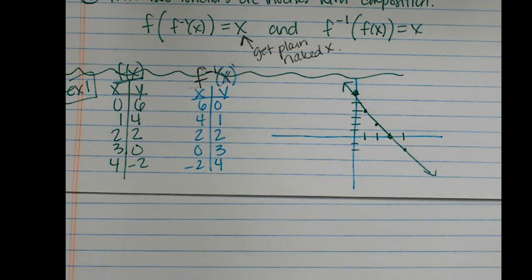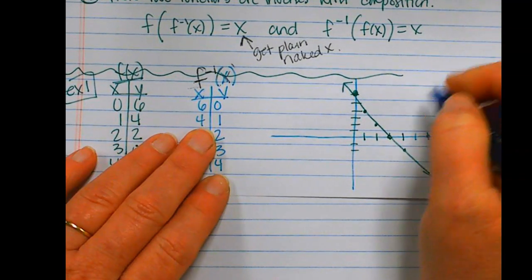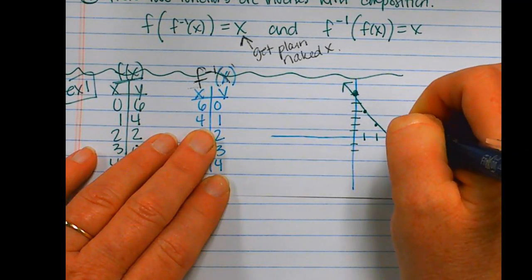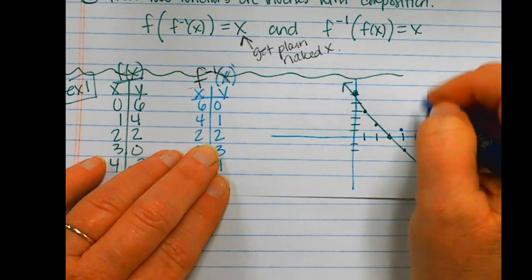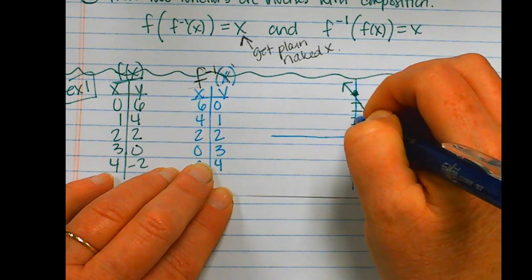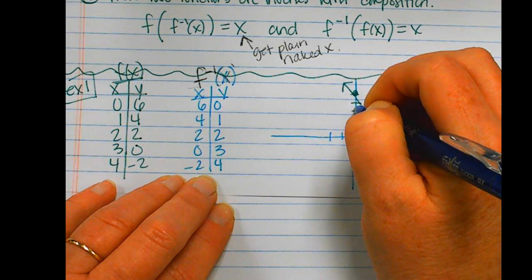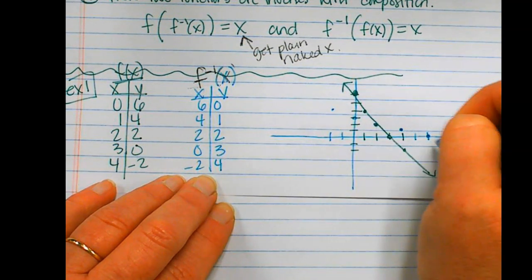And then my inverse function are just points that have been flip-flopped. So all of the x's are now y's, and all the y's are now x's. So now I have 6, 0, 4, 1, 2, 2. They go through that same point. 0, 3, negative 2, 4.